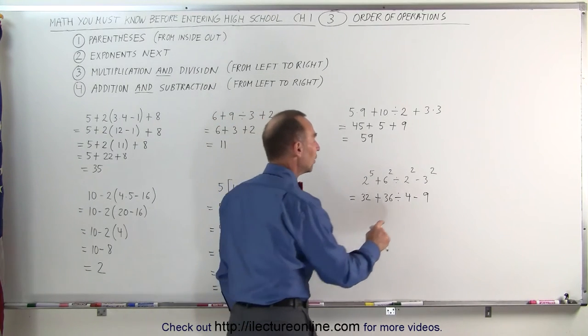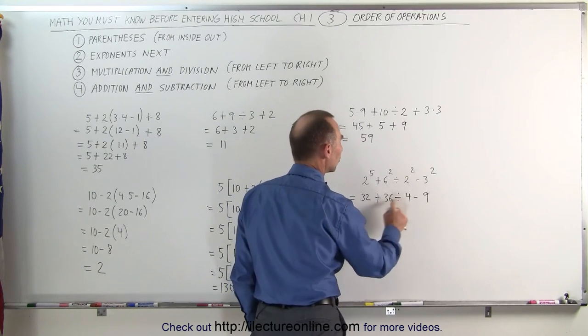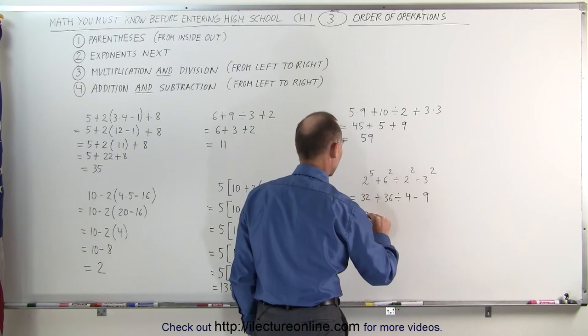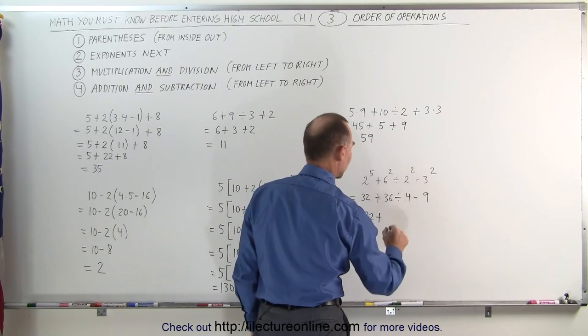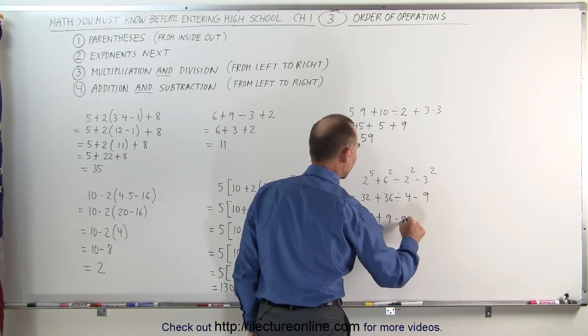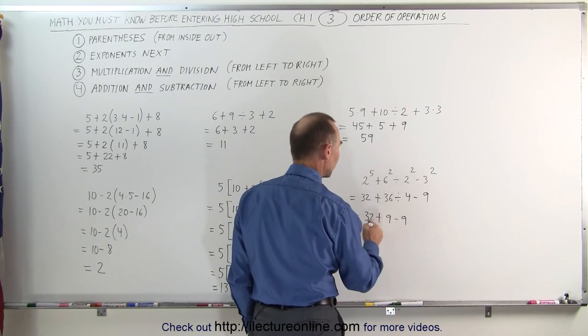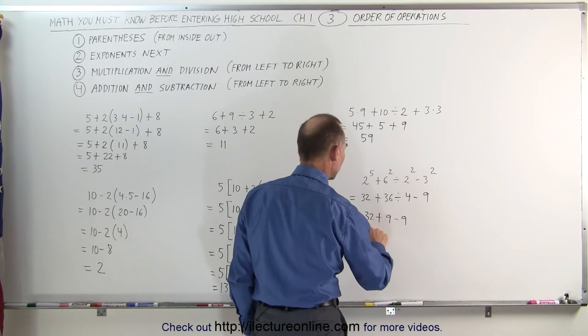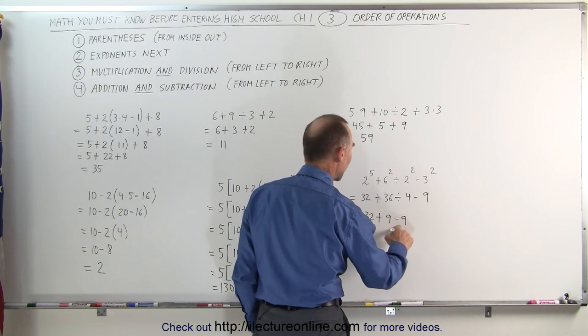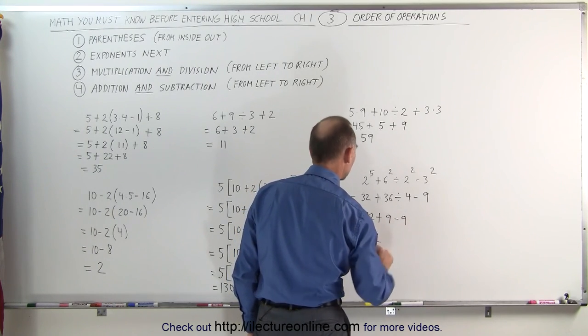The next thing we need to do is the division before we do addition and subtraction. This becomes equal to 32 plus 36 divided by 4, which is 9, minus 9. And now we can go ahead and do the addition and subtraction from left to right. This is equal to 32 plus 9, which is 41, minus 9, which is back to 32.